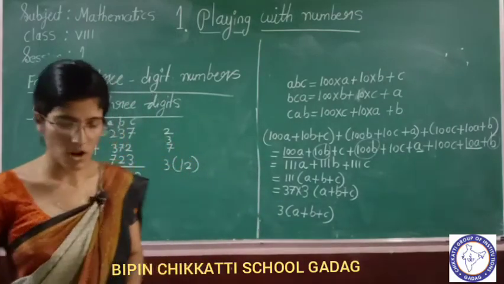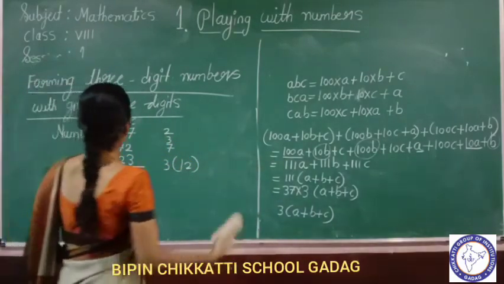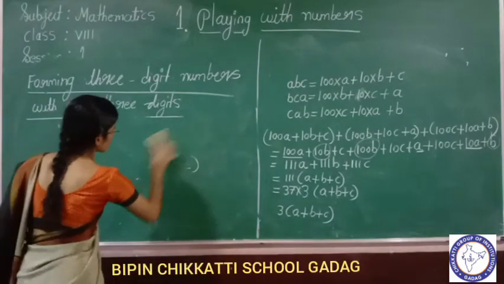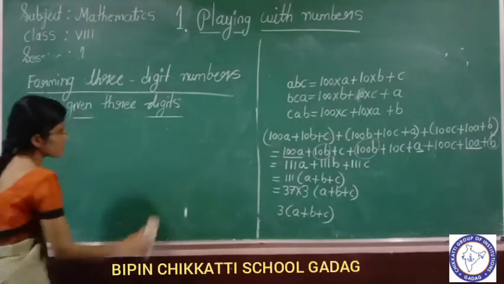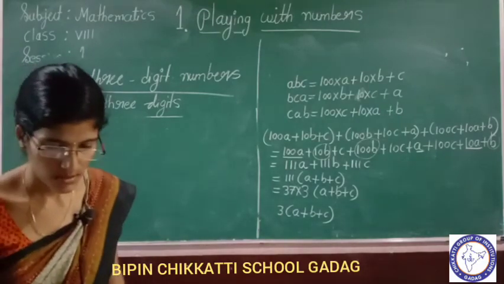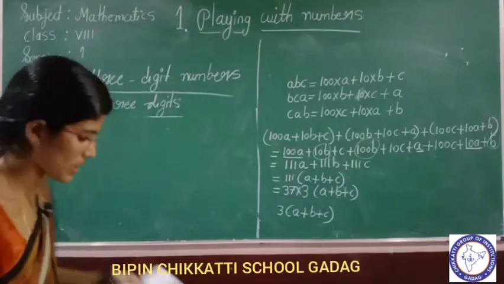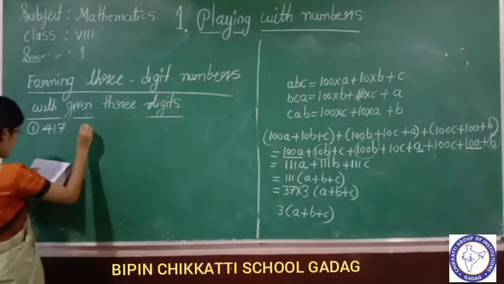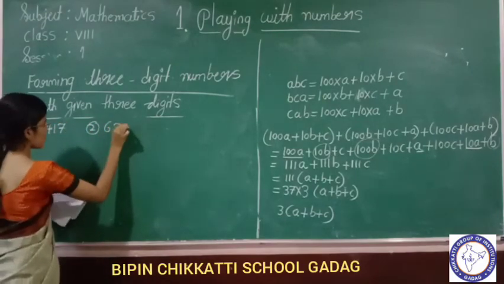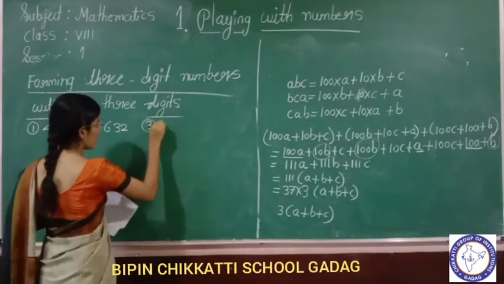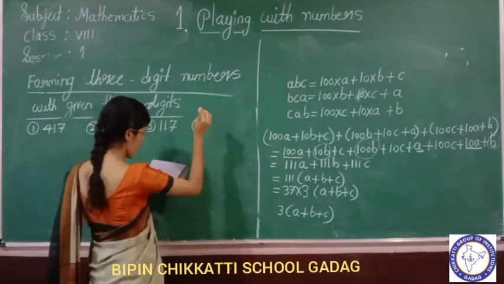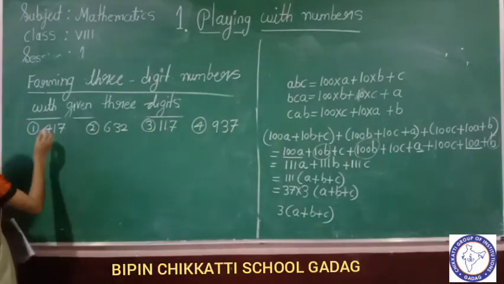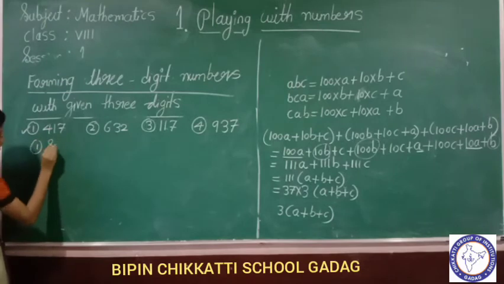Okay, we will solve one problem for this. Again, they have given in your textbook, try these. Okay, they have given the questions. Try this. Write down the first question: 417. Second question: 632. Third question: 117. And fourth question: 937. Okay, I will do the first one's solution.